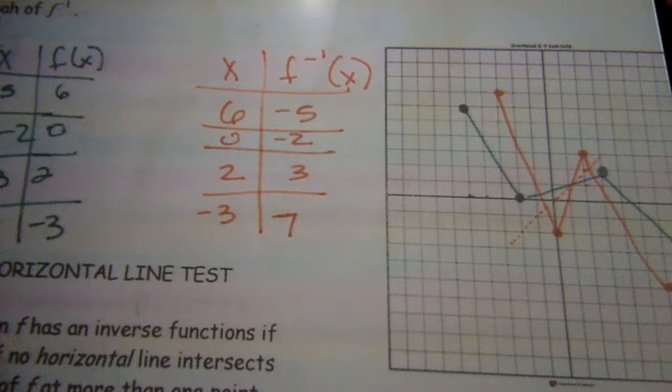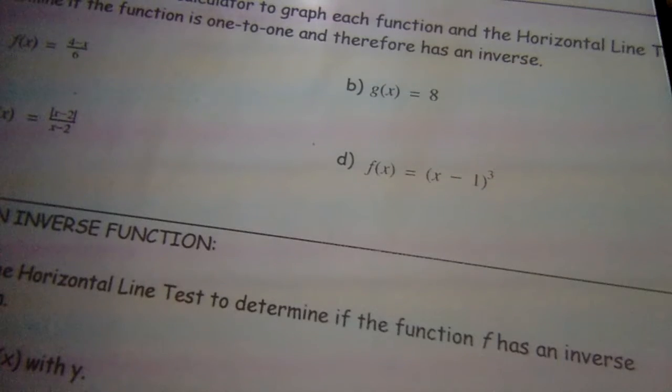Alright, a function f has an inverse if and only if no horizontal line intersects the graph of f at more than one point. Each output value is assigned to only one input value. The output values cannot be repeated. Recall in a function, the input values cannot be repeated. So what do we got?